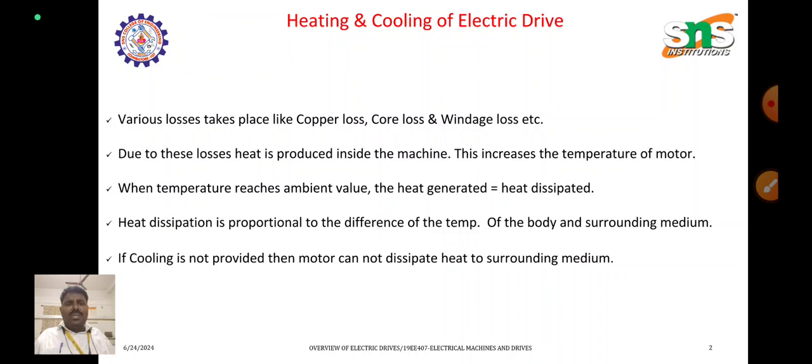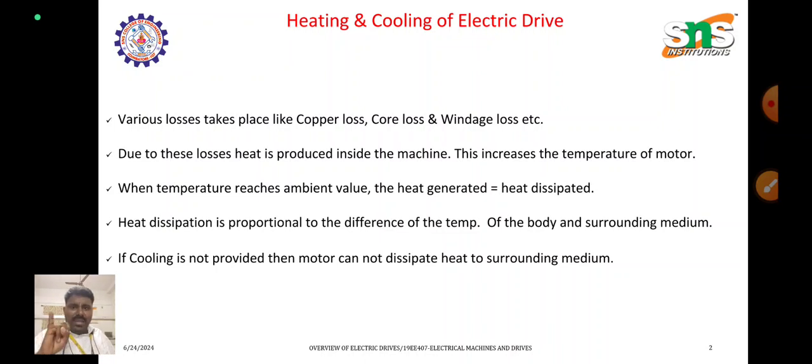So during the operation of any electrical drive, various losses take place, like the copper losses, core losses and windage losses, etc. These losses produce heat inside the machine. Because of this production of heat inside the machine, the temperature of the motor increases.